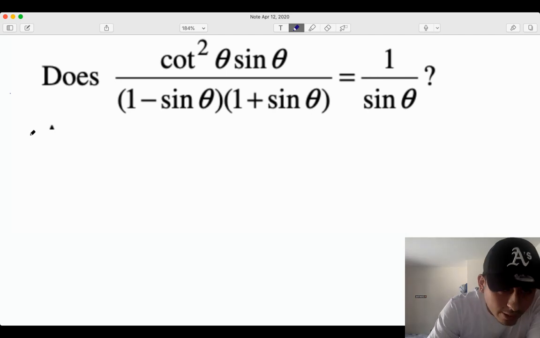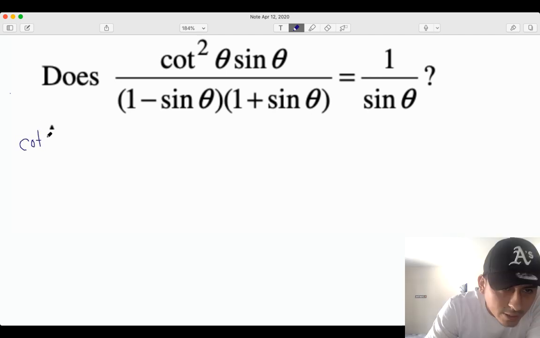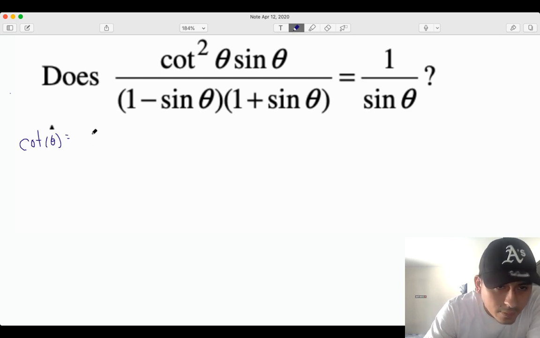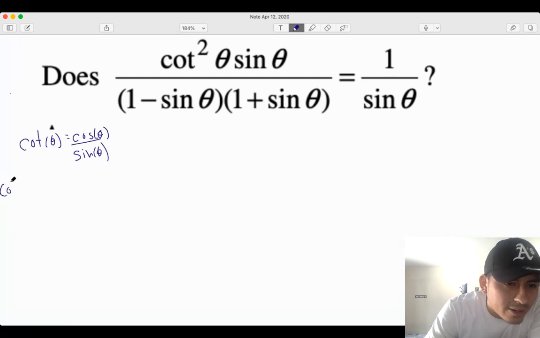From earlier, we saw that cotangent of theta is equal to... oops, not sine of theta. That's tangent, right? Cotangent of theta is equal to cosine of theta divided by sine of theta. And so cotangent squared of theta would be equal to cosine squared of theta divided by sine squared of theta.